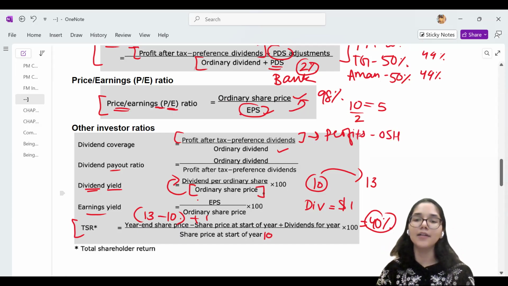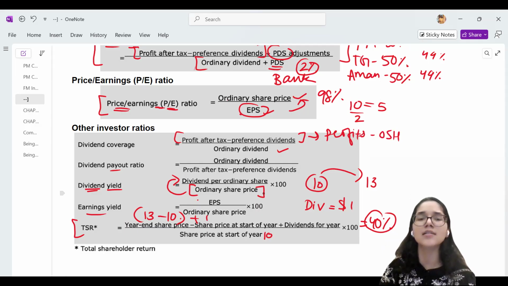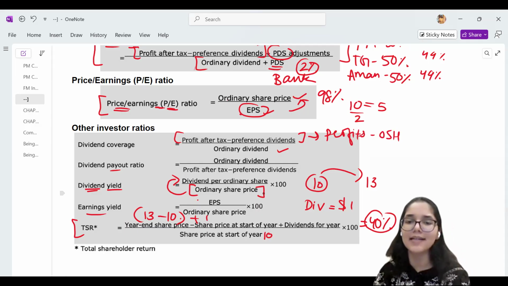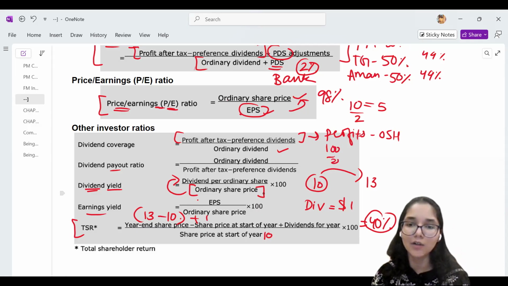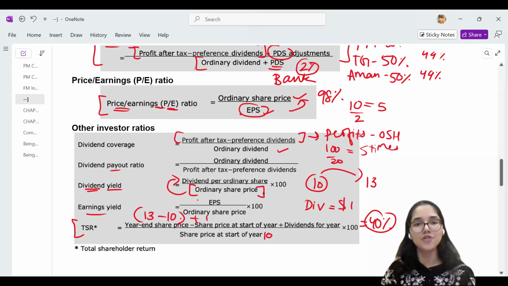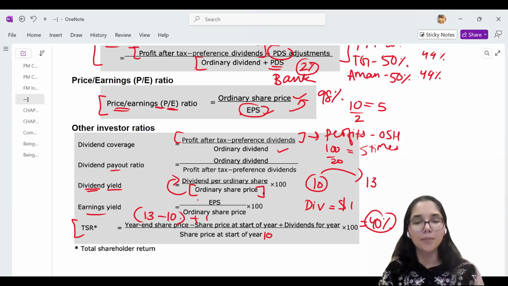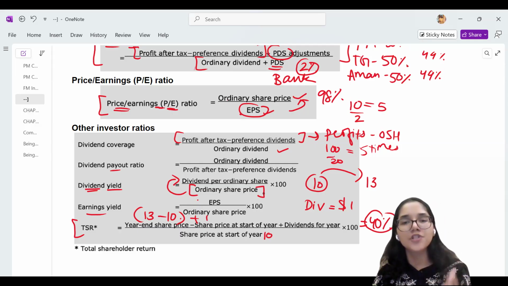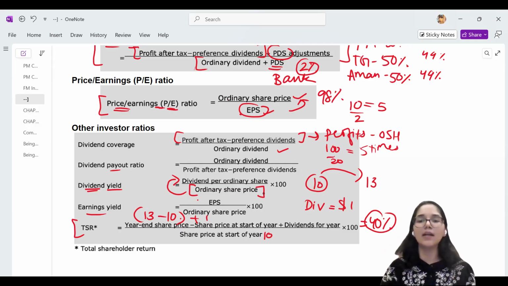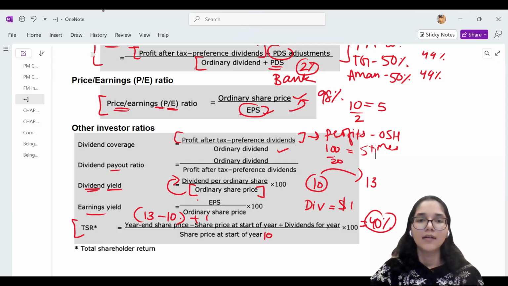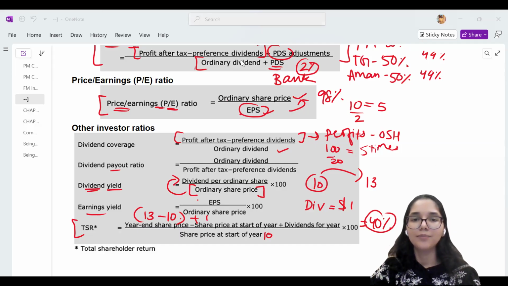And you divide that by the dividend. Let's suppose after subtracting everything, taxes, interest, every expense, preference dividends, I'm left with $100 and I'm supposed to pay a dividend of $20. That means I have the capacity to pay this dividend 5 times to my shareholders. So the higher the dividend coverage ratio, the safer is the possibility of the shareholders receiving the dividends, because the company has enough money to pay them this many times. Okay, I hope it's clear now.